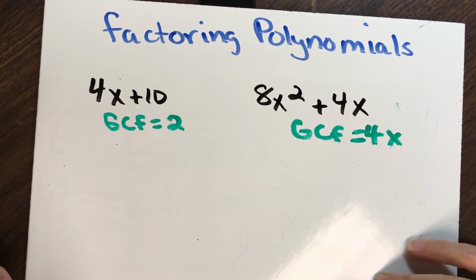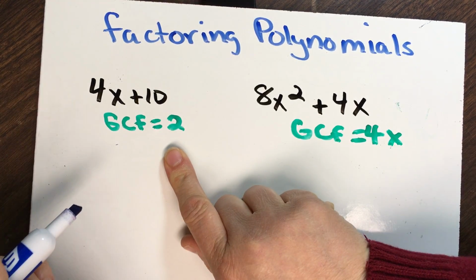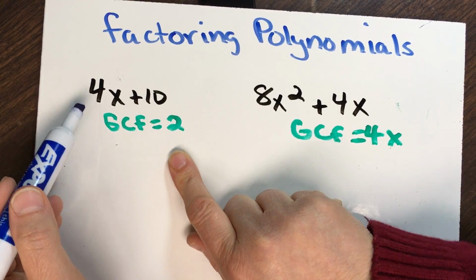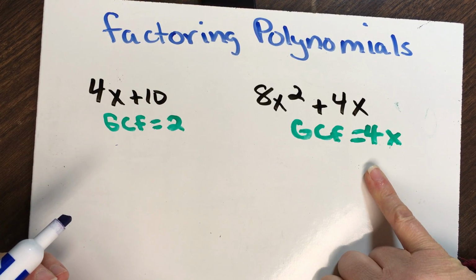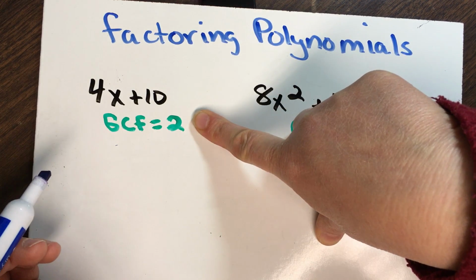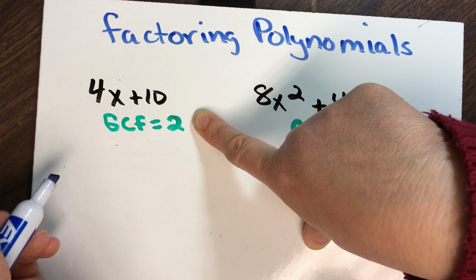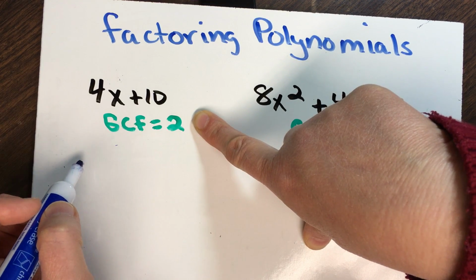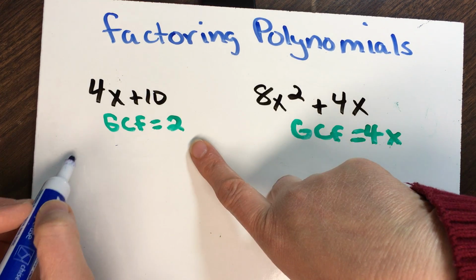Alright, now we're factoring polynomials again. So in our last video, we found that our GCF, our greatest common factor, for this one was 2. And our greatest common factor for this one was 4x. So let's take a look at what we were going to do with this. So we're going to do the undistributing, or the opposite of distributing, and we're going to pull out that 2 from everything.